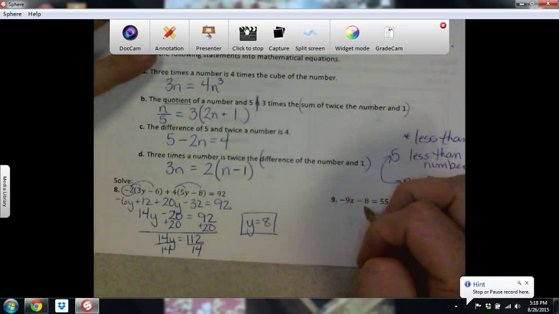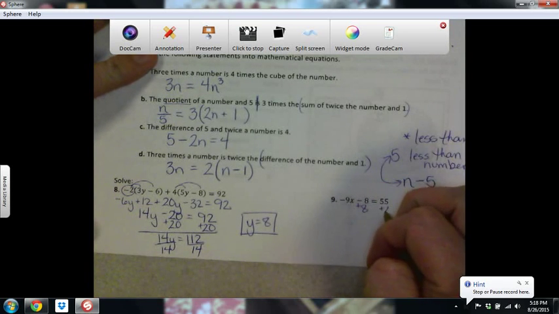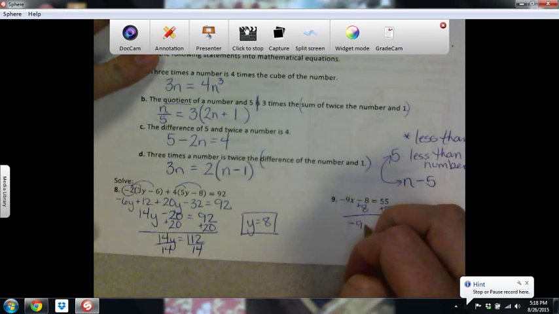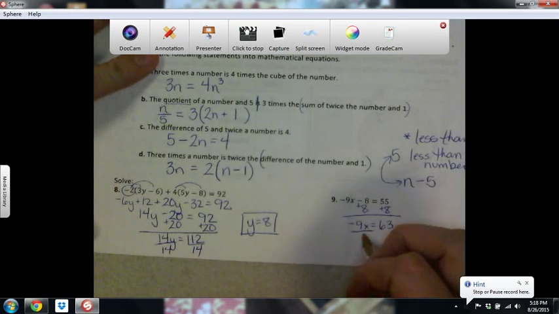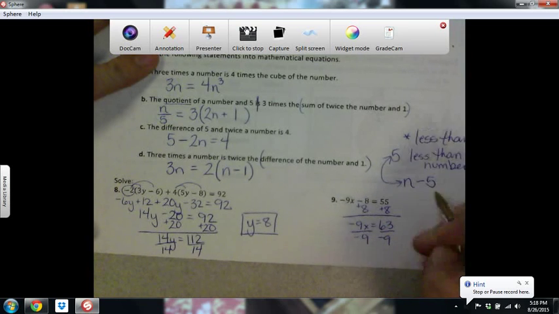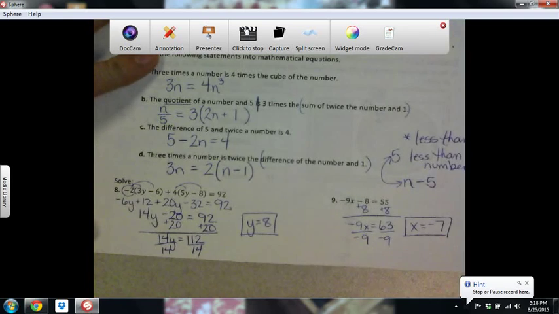Number 9 is very similar. I'm going to start by adding 8 to both sides. So I get negative 9x equals 63. And then when I divide by a negative 9, I get that x equals negative 7 in this case, and I'll go back and plug that in.